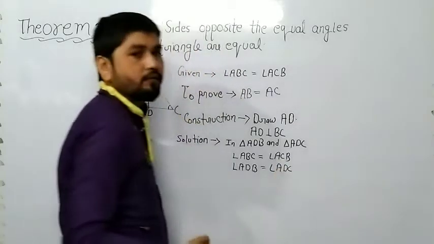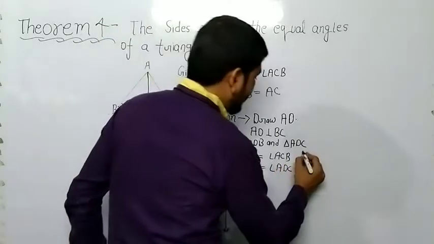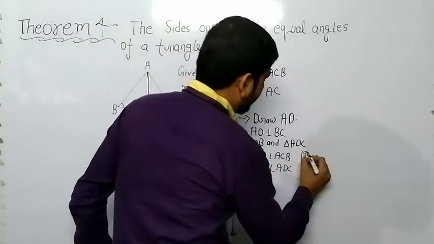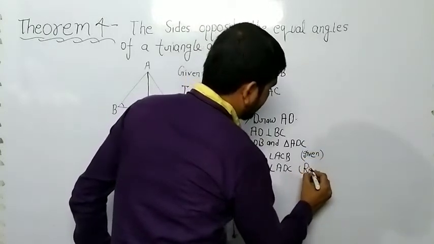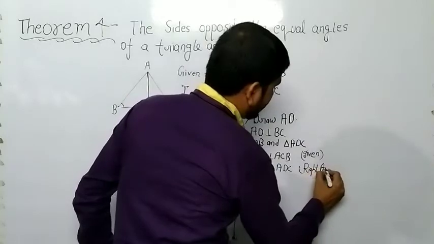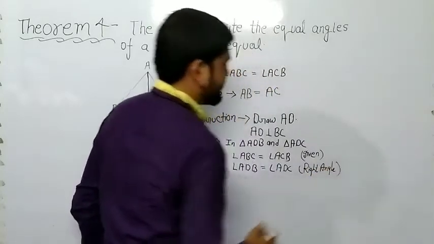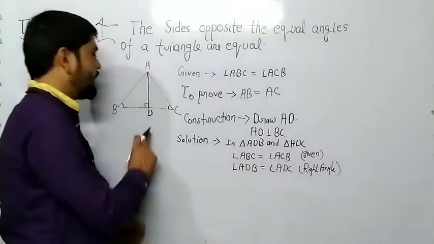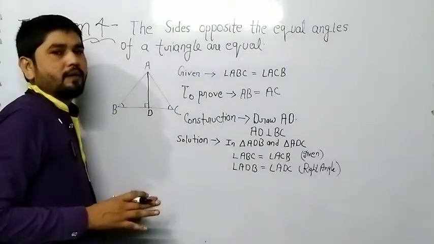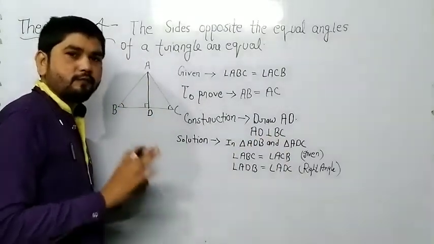DC, or not? Why? These are right angles. It is given, and these are right angles by construction, because we have drawn AD perpendicular to BC. Now the third property: AD is a common side for both the triangles.